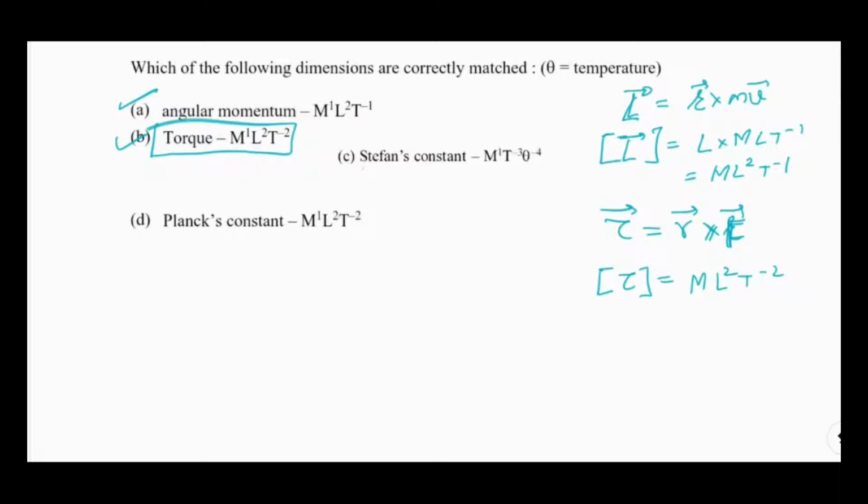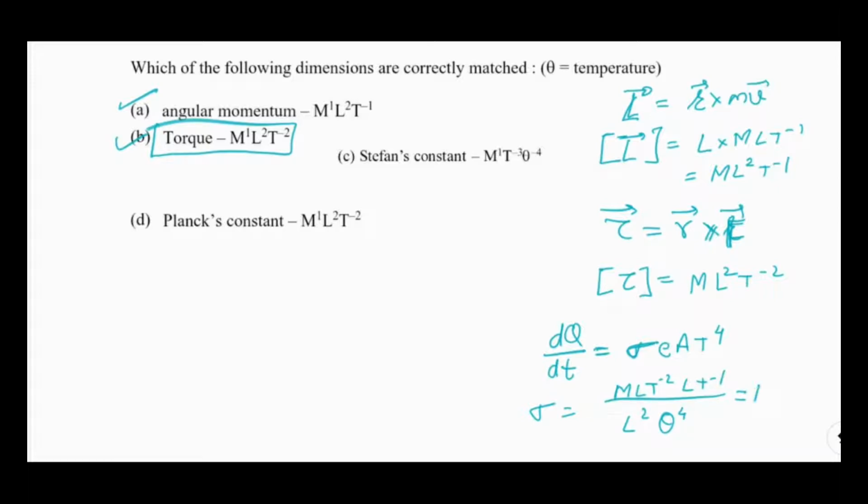Now let's go to option C, Stefan's constant. Stefan's constant comes in a special equation. The radiated power dQ by dt by a black body is given as sigma E A T to the power 4. Here sigma is Stefan's constant, so its dimension is radiated power, and power is force into velocity, which is m L t minus 2 into L t minus 1, divided by E, which is dimensionless, area, which is L square, and temperature, which is theta to the power 4. So this should be the dimensions of sigma.